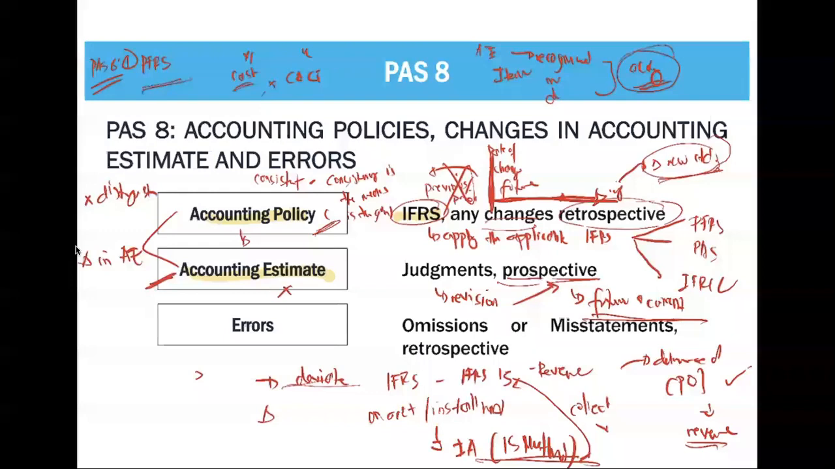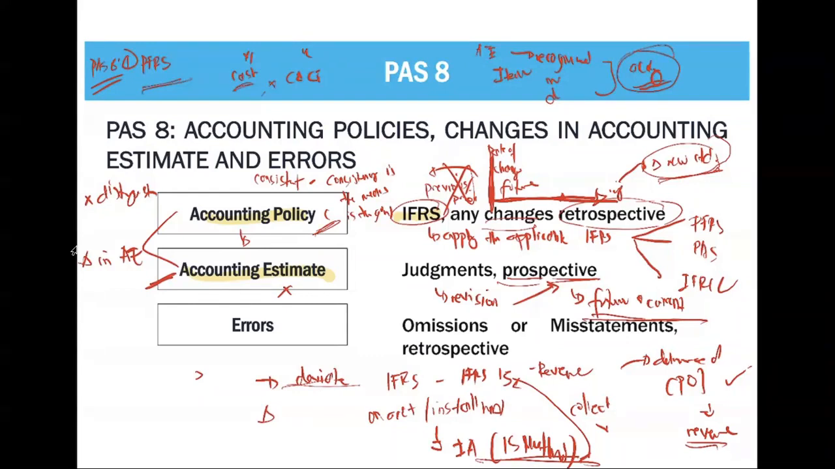Lastly, errors. So what are errors? Errors are omissions or misstatements. When we say omissions, it's either you did not record it, or misstatements, where there is an error in your recording. I hope you still remember your AE 100 on the different types of errors. You have your errors in which there is transposition, transplacement, if you still remember. So those are examples of errors.